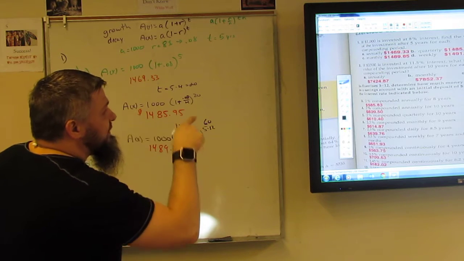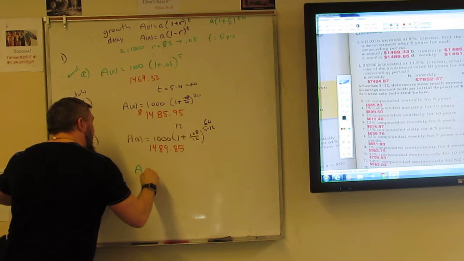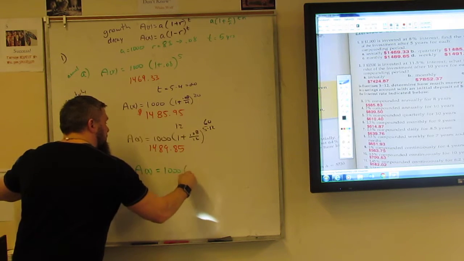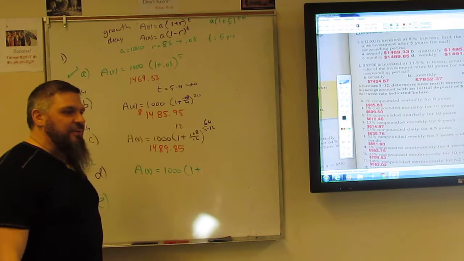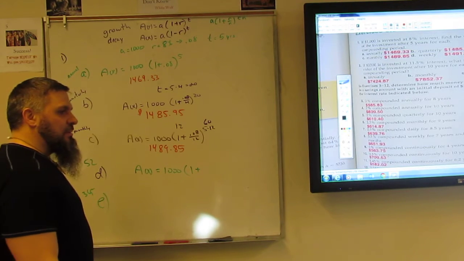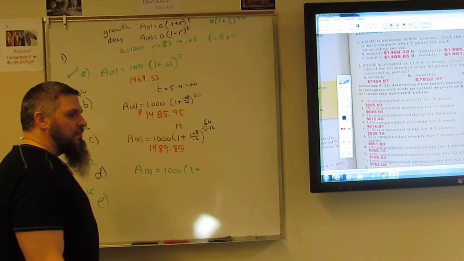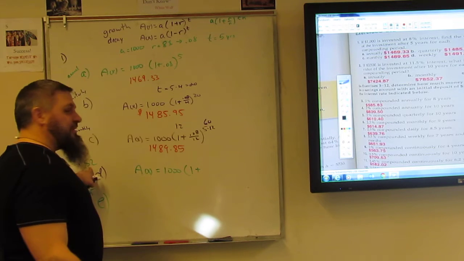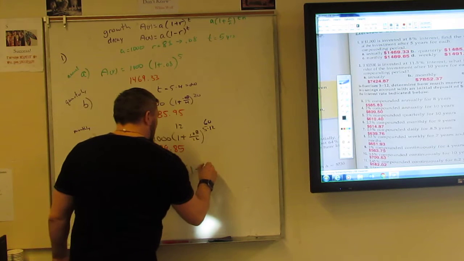So, D. D is, we're going to work weekly. That means there's 52 weeks. So it's A sub X, and it's going to equal 1,000. Haley, can you help me out? What am I going to write adding to the 1? This is weekly. So how many weeks are in a year? 52. So it would be 0.08 over 52.